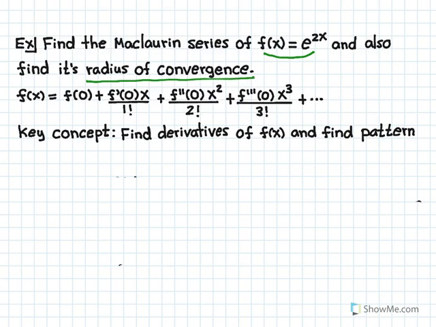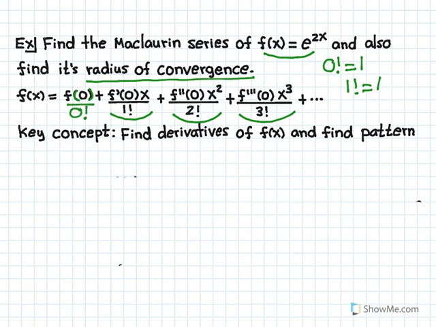We start by writing down the general Maclaurin series formula, which is f of x is equal to f of 0 plus f prime of 0 times x divided by 1 factorial plus f double prime of 0 times x squared divided by 2 factorial plus f triple prime of 0 times x cubed divided by 3 factorial, and so on. Now I just need to add this thing here. 0 factorial is just 1, that's convention, and 1 factorial is also 1. So you can think of it as having f of 0 divided by 0 factorial, which is just 1.